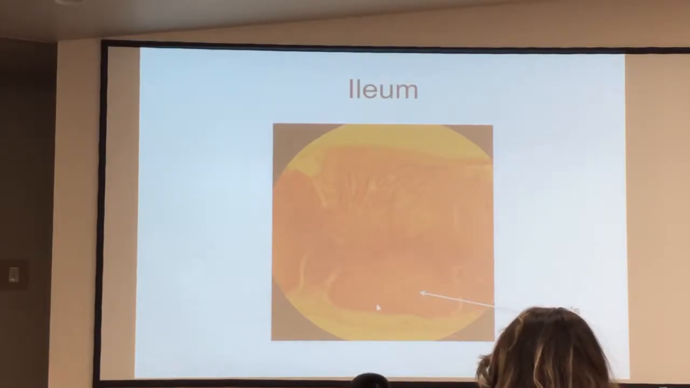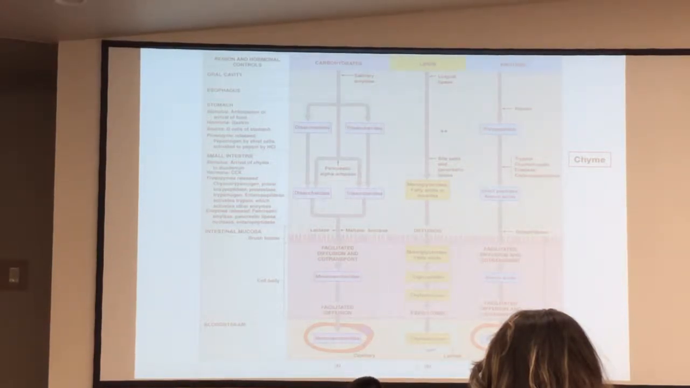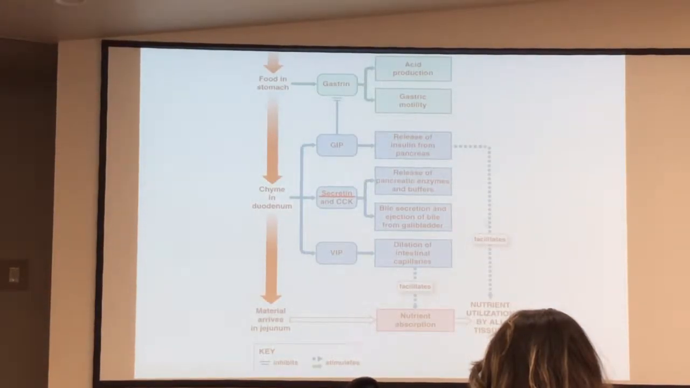And here's the ileum. I think we had a slide to show you previously. We do have a lot of Peyer's patches. The villi look reduced, kind of a little bit smoother compared to the duodenum. That's why I mentioned that.